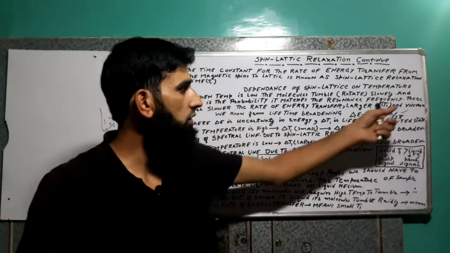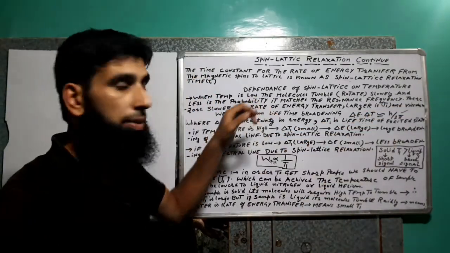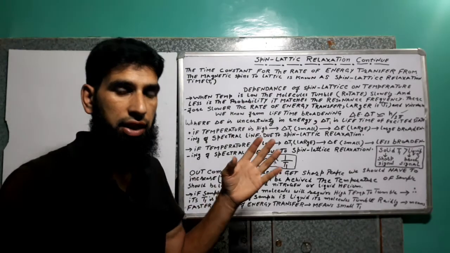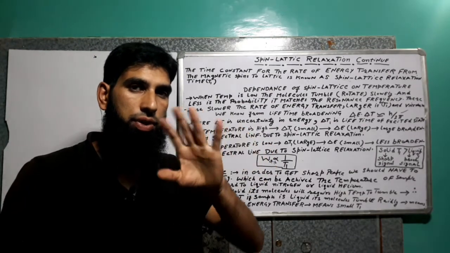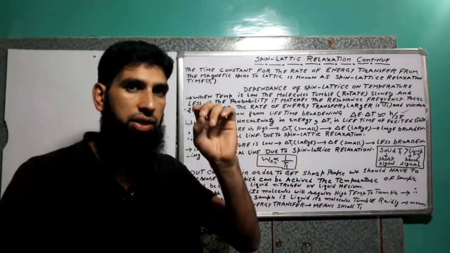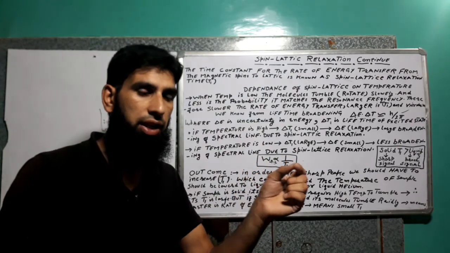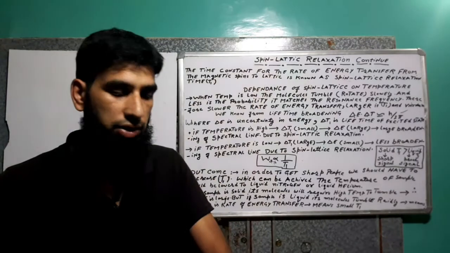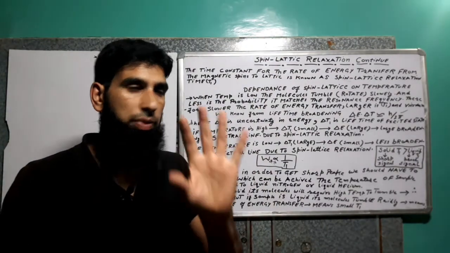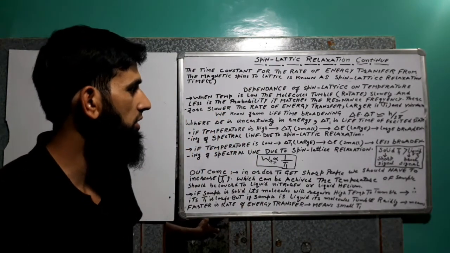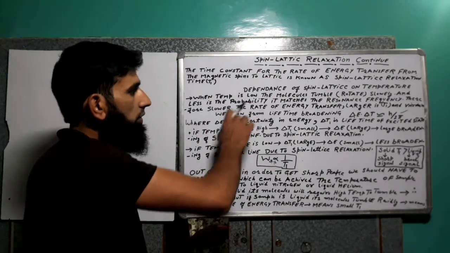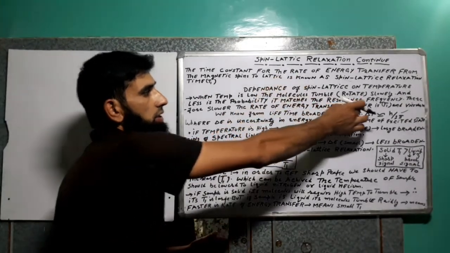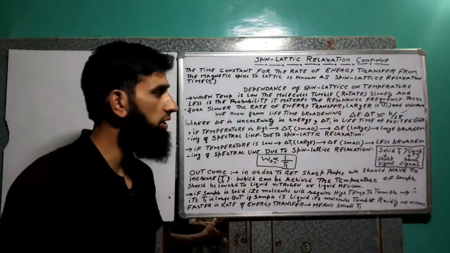And vice versa: when temperature is high, the molecules achieve the resonance frequency fast. When they achieve it fast, the rate of energy transfer is fast, the spin relaxes fast into the lower energy state, and the spin lattice relaxation time is less. Okay, this is all about the spin lattice relaxation time.